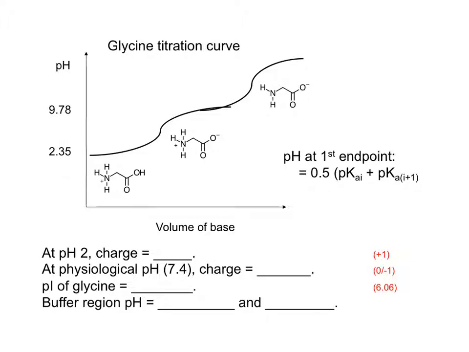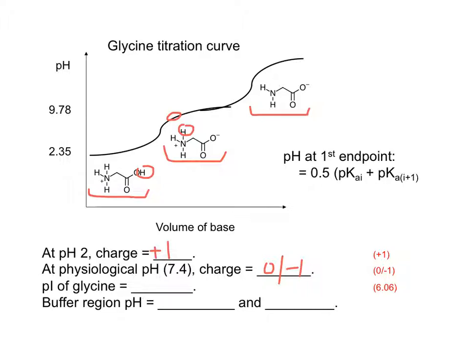So at low pH, this is the form of glycine which has a charge of plus 1. As the pH increases, this proton is removed and this form of glycine forms, which has a charge of 0. And at high pH, this proton is removed to form this form of glycine, which has a charge of minus 1. So at pH 2, the charge is going to be plus 1. At physiological pH of 7.4, that's around here, the form will be 0 and minus 1.